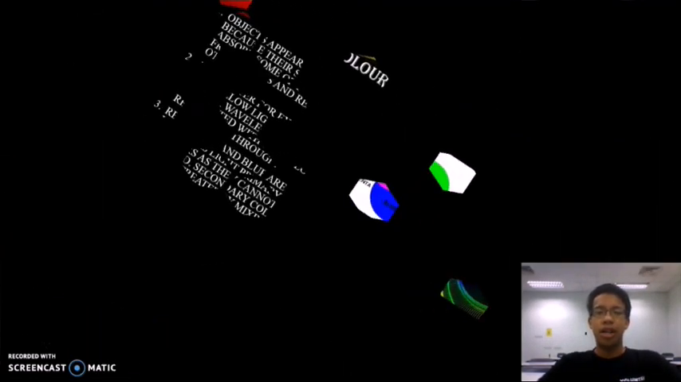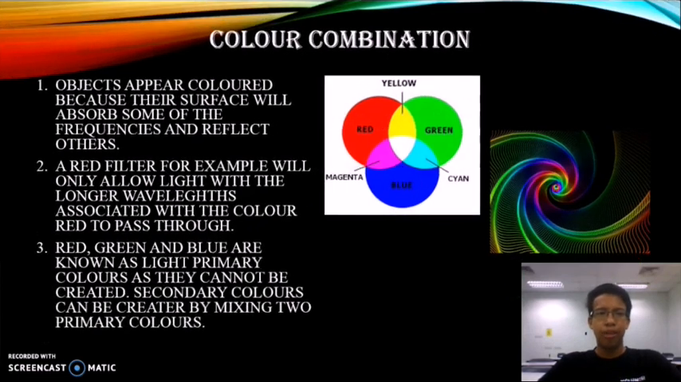Next, the color combination. Objects appear colored because the surface will absorb some of the frequencies and reflect others. Red, green, and blue are known as light primary colors as they cannot be created. Secondary colors can be created by mixing two primary colors. This is an example of color combination.